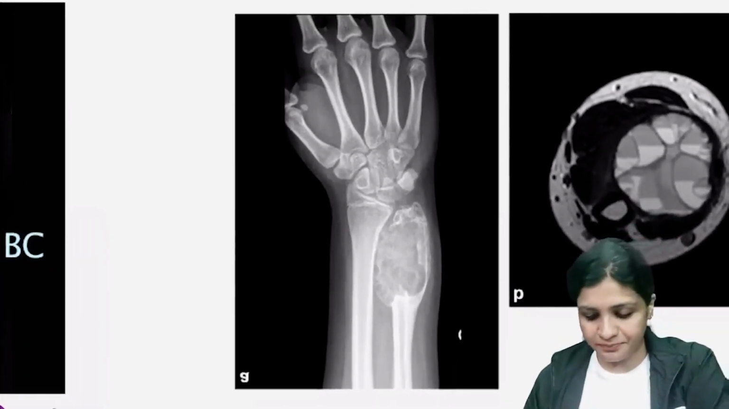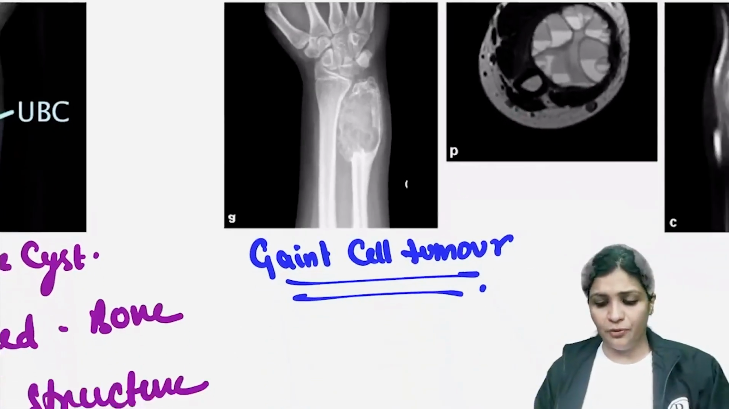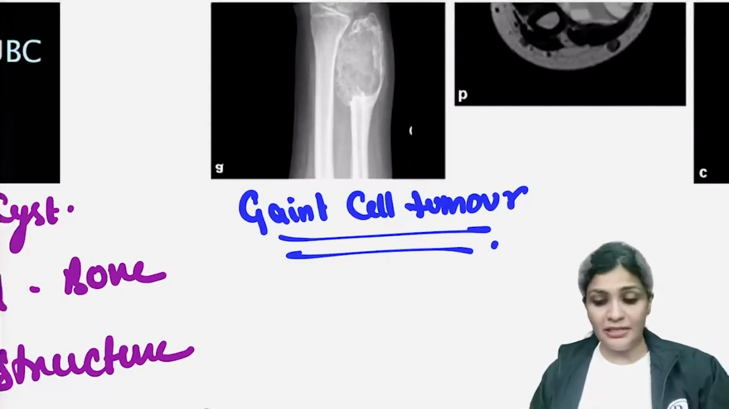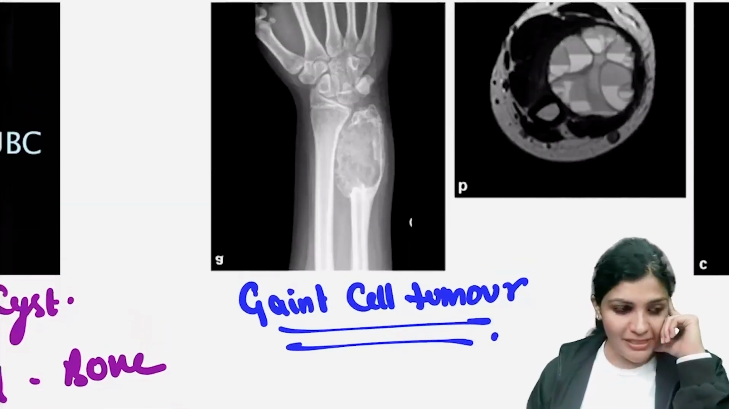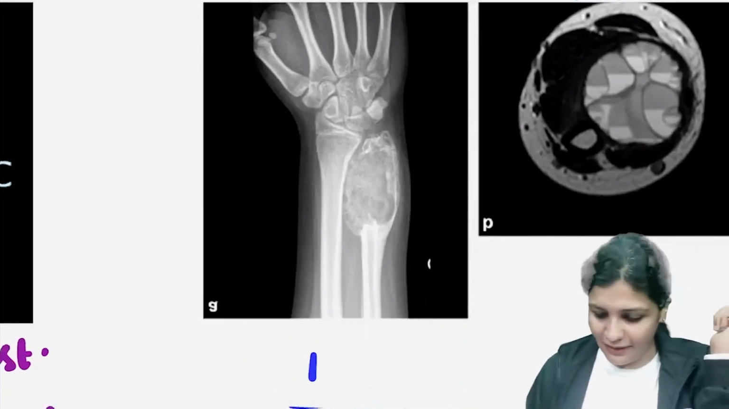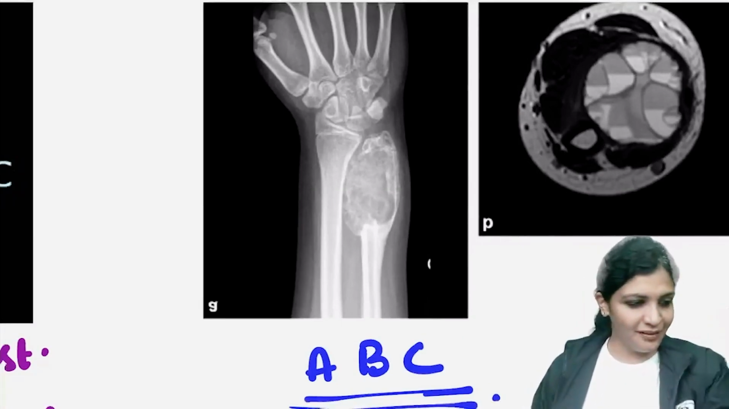Next is giant cell tumor, your GCT. Very, very important from the exam point of view. I know you all have read in detail about this. This is not ABC, this is GCT. This is ABC. Why did I say this is ABC, not GCT? Yes, Shivani is right. This is an aneurysmal bone cyst.